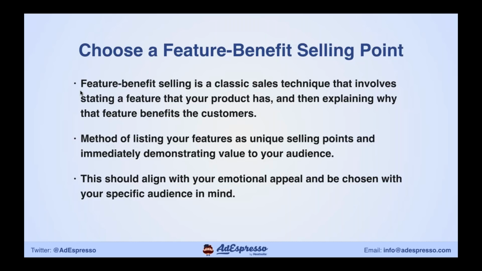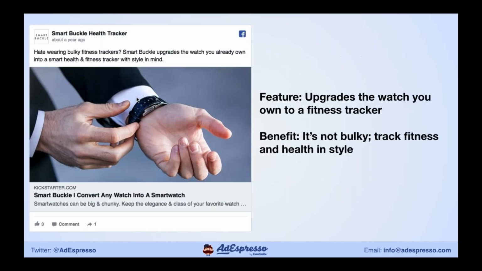Goes without saying, this should align with your emotional appeal and be written with your specific audience in mind, because different audience niches are going to have different needs, and therefore different feature benefit selling points are going to appeal more to them. So this is an example right here. One thing that I want to point out is that a lot of times in Facebook ads, you will see the benefit listed before the feature in order to grab user attention quickly. Totally fine. So for this one, we have the ad copy of hate wearing bulky fitness trackers.